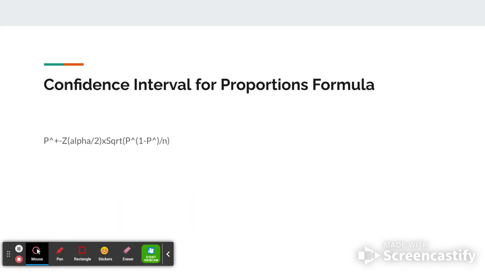And so here's the formula for a confidence interval for proportions. It's pretty similar to the population mean, but slightly different. You're going to take the proportion plus or minus the margin of error of proportion, which would be the z value times the significance level divided by 2, times the square root of the proportion times 1 minus the proportion, divided by the sample size.